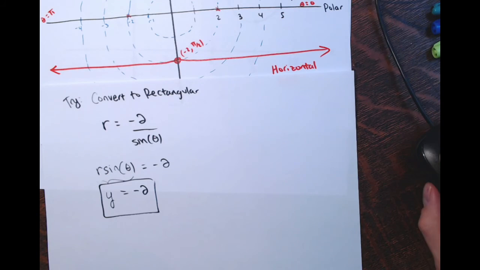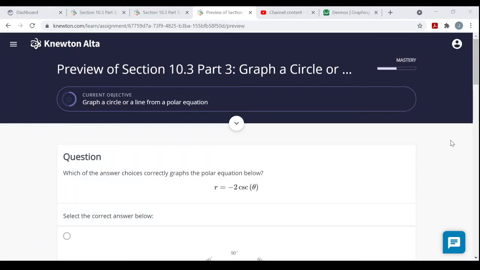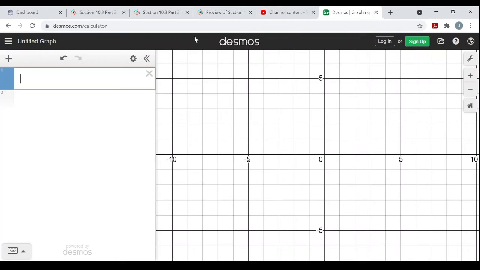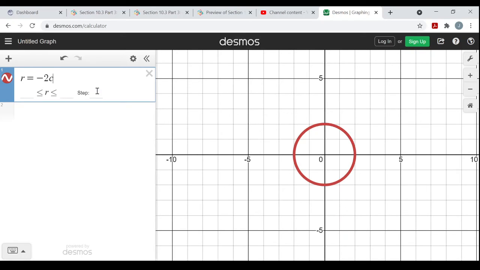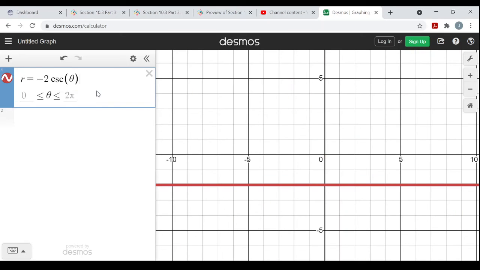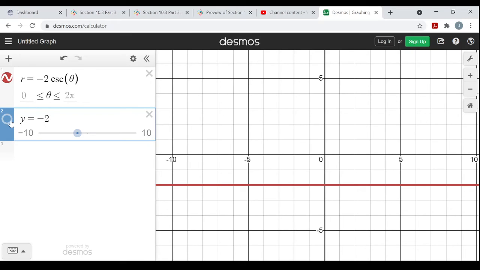And let me show you on that Desmos website. Here's desmos.com. It's a free online graphing calculator. So first I'll put in the polar equation they gave us: r equals -2 times the cosecant of theta. And look at that, see that horizontal line showing up? And like I said, it's the exact same thing as y equals -2. And see that blue line, y equals negative 2? It's the same equation. But one's in polar, one's in rectangular.